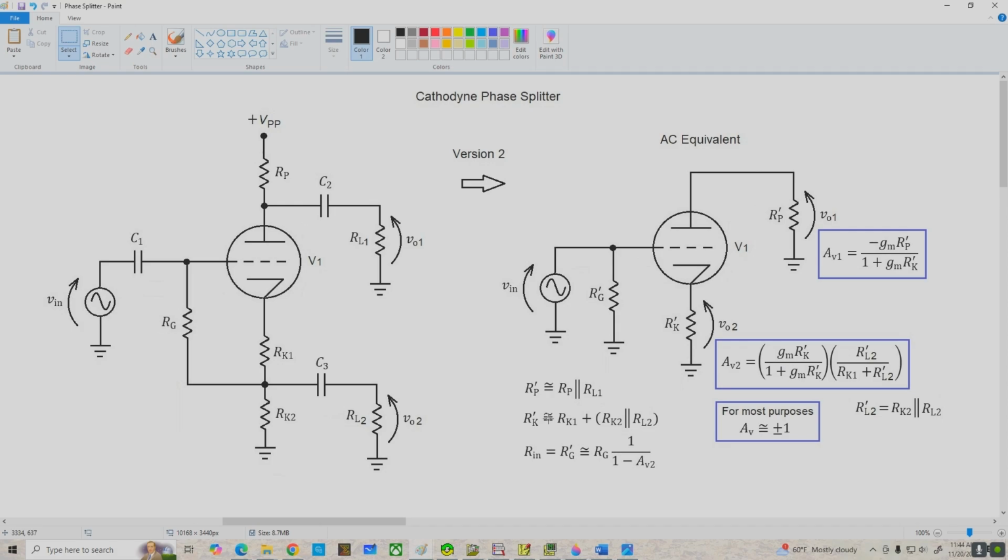And also, we've got a voltage divider formed with RK1 and RK2. That is accounted for by this extra factor in our AV2 equation. But regardless of all these changes, most of the time the gain is still going to be pretty close to plus or minus 1, so we can use that approximation a lot of times with no problem. And the best thing to do at this point, I think, is just to go ahead and do a design example and tie all this stuff together. We're going to be using version 1, so let's go take a look at that.